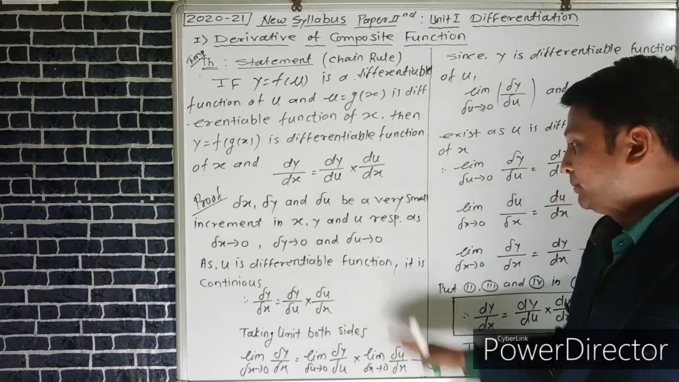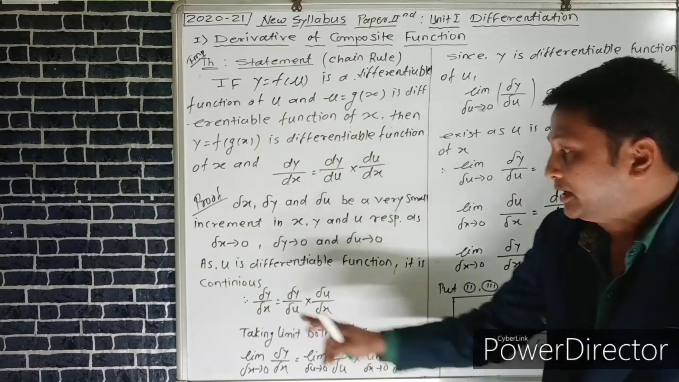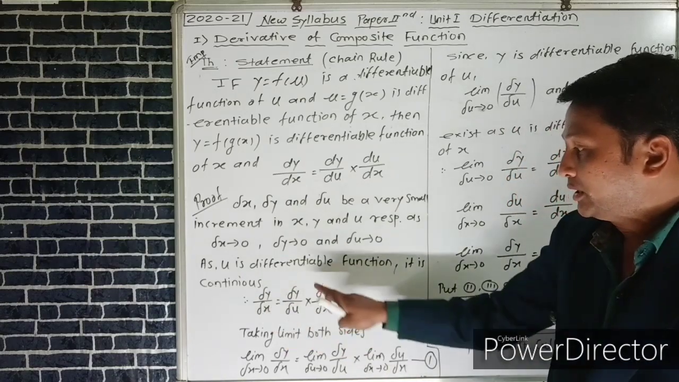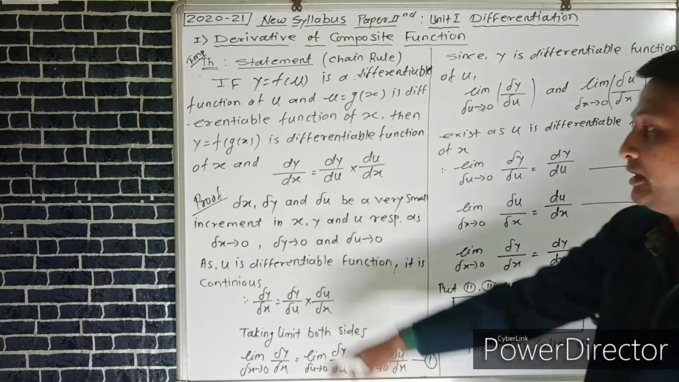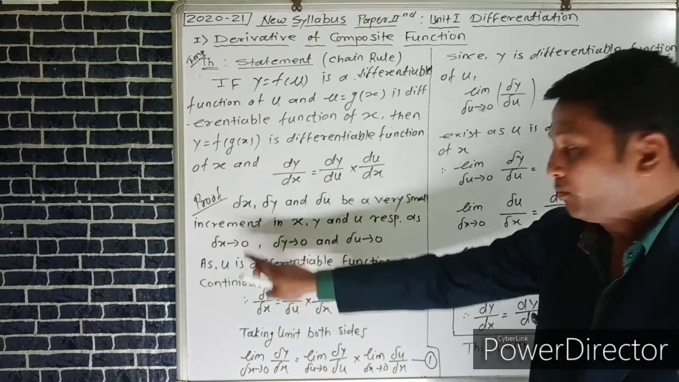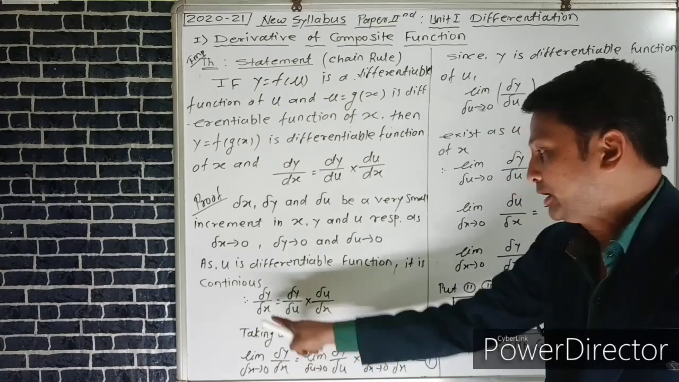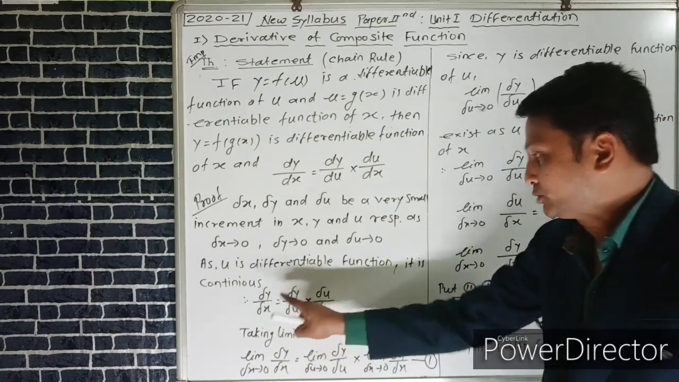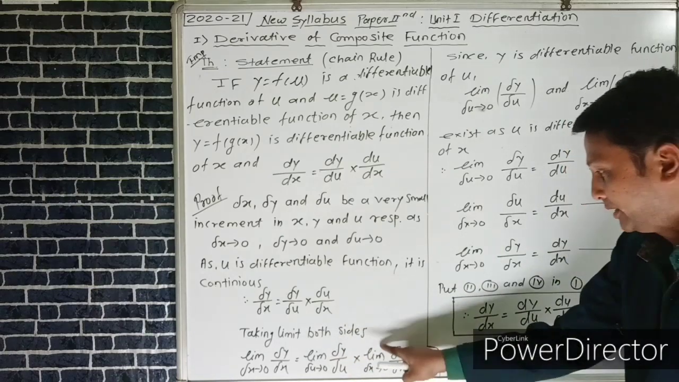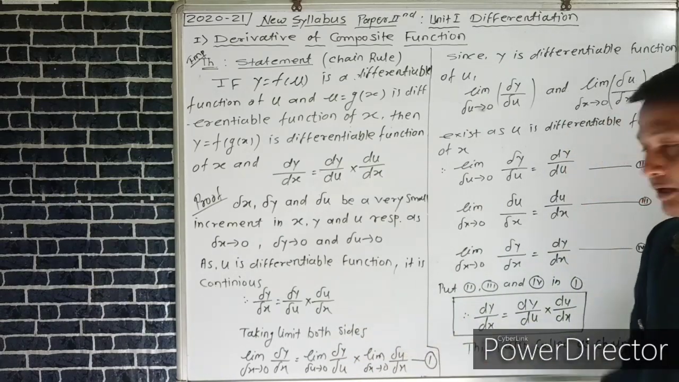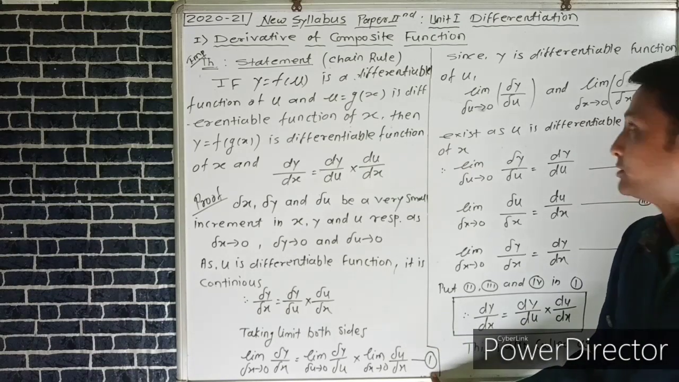As u is a differentiable function, it is continuous, then we can write del y upon del x is equal to del y by del u into del u by del x. If we take the limit on both sides of this equation, limit del x tends to 0 del y by del x is equal to limit del u tends to 0 del y by del u into limit del x tends to 0 del u by del x. We take this as equation number 1.